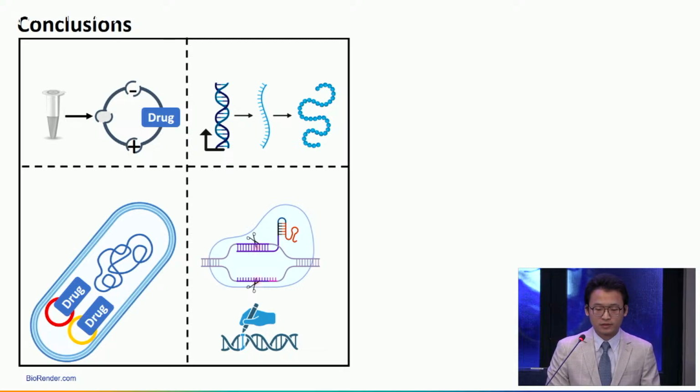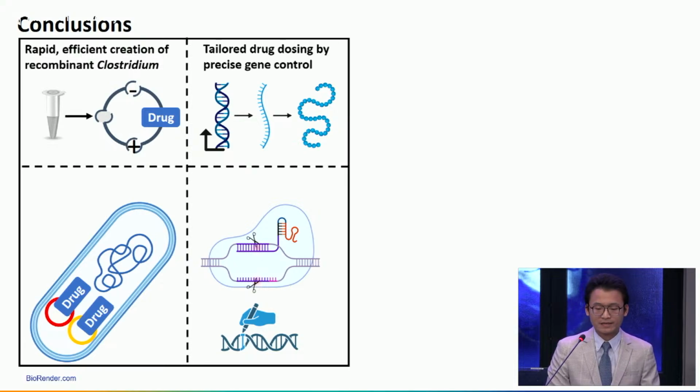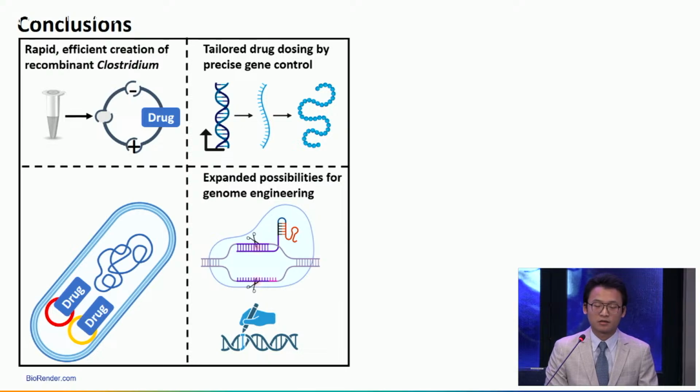To conclude, firstly, optimized plasmid using Golden Gate assembly facilitates rapid and efficient creation of recombinant Clostridium. Secondly, libraries of gene regulation would tailor drug dosing for using Clostridium as live biotherapeutics. Thirdly, the development of CRISPR-Cas systems expanded possibility for genomic engineering in Clostridium. Finally, the use of native plasmid in Clostridium butyricum provides an antibiotic-free method with increased drug production.